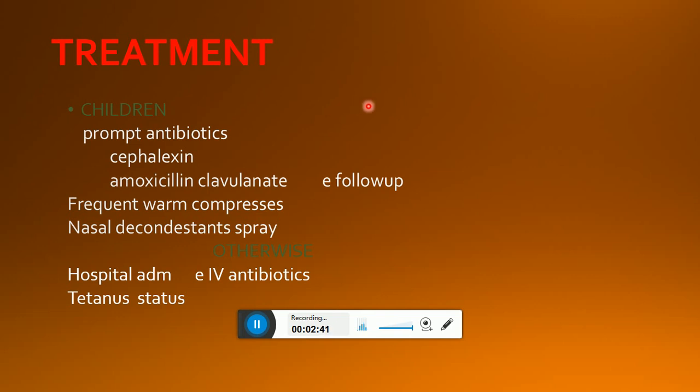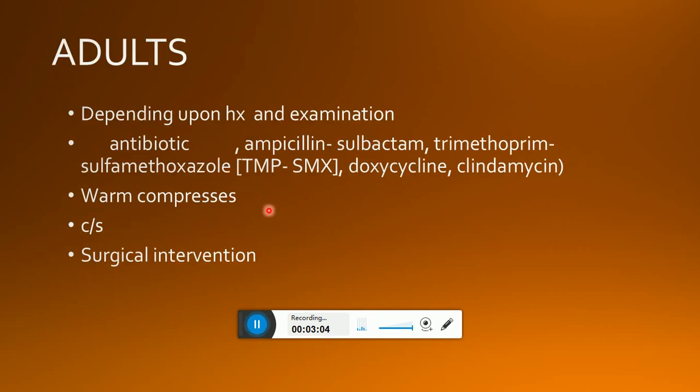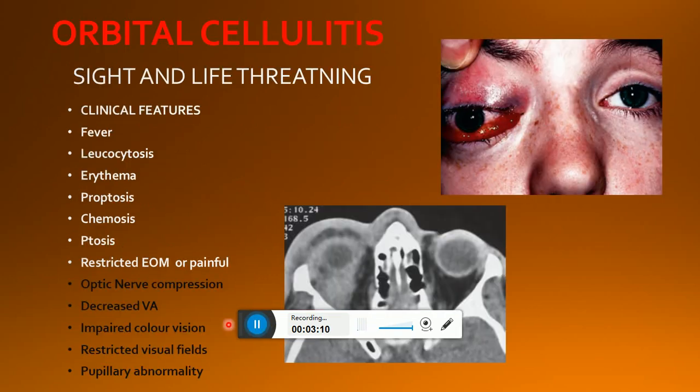So in preseptal cellulitis, the visual acuity, pupillary responses, and ocular motility are unimpaired, and proptosis is absent. The treatment is antibiotics, cephalexin, amoxicillin, frequent warm compresses, nasal decongestant spray. Otherwise, hospital admission with IV antibiotics and tetanus status. In adults, the treatment depends upon the history, examination, antibiotics, and warm compress.